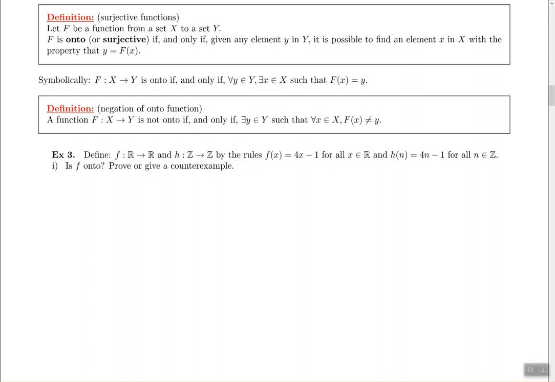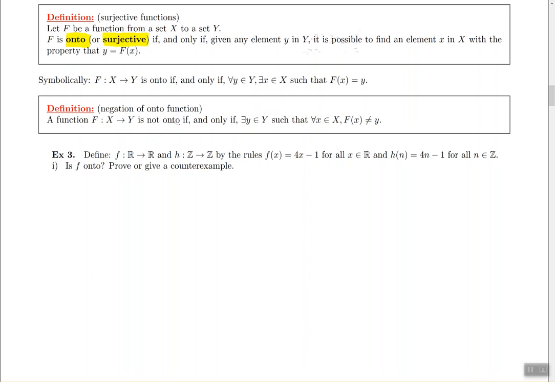On this page, we'll talk about surjective functions, which are also sometimes called onto functions. Surjective and onto are basically the same thing. So what do we mean when we say a function is surjective? To be surjective, given any element in the codomain y, it is possible to find a pre-image x. So basically, everything in the codomain has a pre-image. That's what we mean by onto, or by surjective.